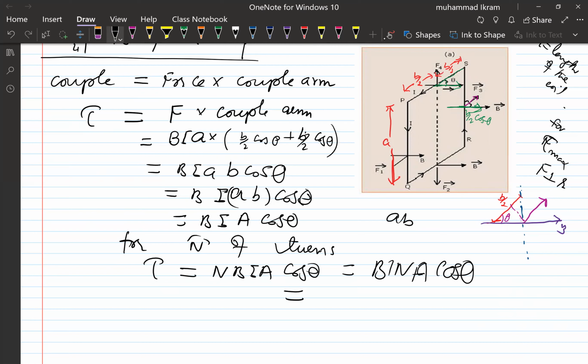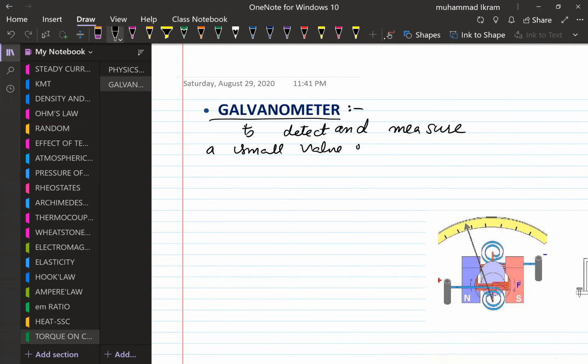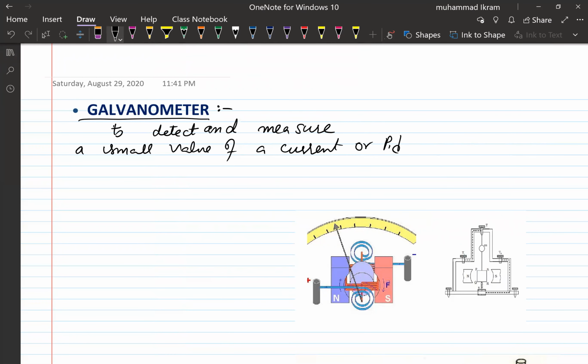Now let us move on to the next topic. The next topic is the galvanometer. Now, what is a galvanometer? A galvanometer is, in fact, a very sensitive device which is used to detect and measure a small value of a current or potential difference. So a galvanometer does not detect the current alone, it can detect the potential difference also. It depends on how you connect it in a circuit. If in series, then of course the current. If in parallel, then the potential difference. Usually the students think that a galvanometer can only be used for the current, but it does not.